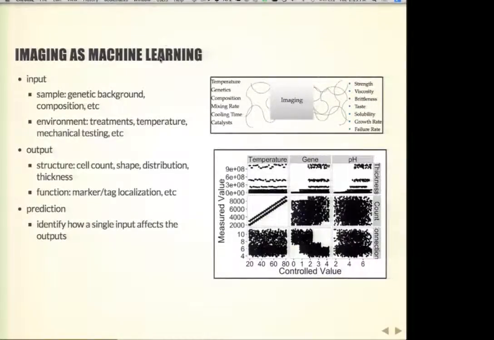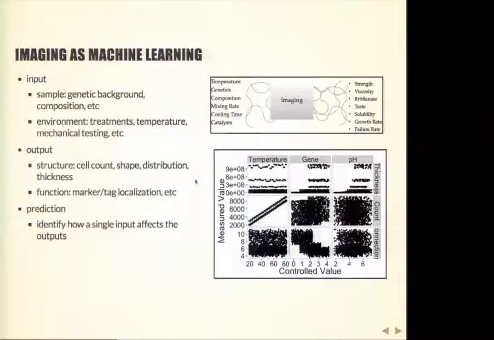To make the connection between this and machine learning: imaging science in general tends to be a machine learning type problem, or there are many similarities between them. You have inputs for your samples, which are the genetic background, the composition you're using to make up your sample, and things like environment. If you have a treatment you're doing to these animals or samples, different temperatures or mechanical testing, that all factors into your input, and then you put it into this imaging box, and you get many outputs out.